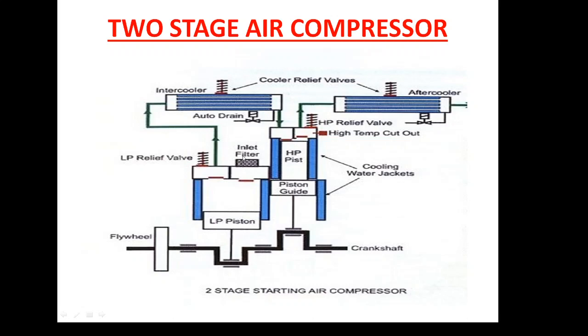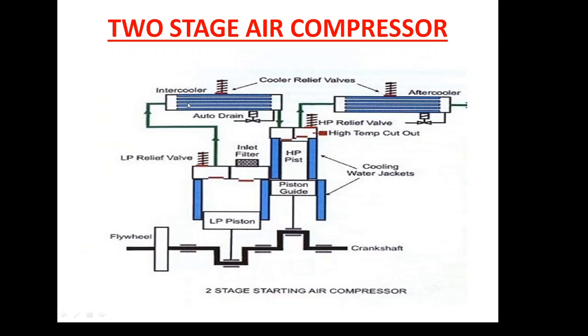From the first stage suction, the air from the outside space is sucked into the first stage cylinder, and now it is compressed. As it is compressed, the discharge valve, this one, will lift up and discharge the compressed air. Suppose the air which has been sucked in is 1 bar, and the LP piston after compression has built up a pressure of 5 bar. Now this 5 bar air passes through this intercooler.